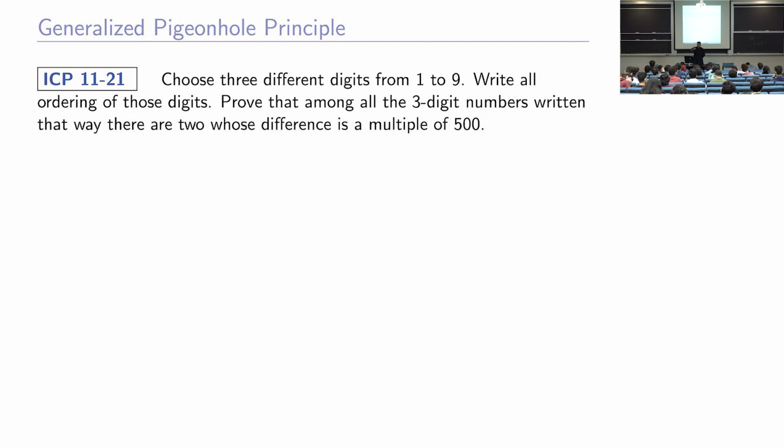7, 3, 4. Any of the ordering, like all possible orderings of these 3 digits, you can make certain numbers from it. You get 3 digit numbers: 934, 943, 439, 493, 349, 394. Now, among any 3 digit numbers written this way, there will be 2 whose difference is a multiple of, whose difference is a multiple of 500, sorry.